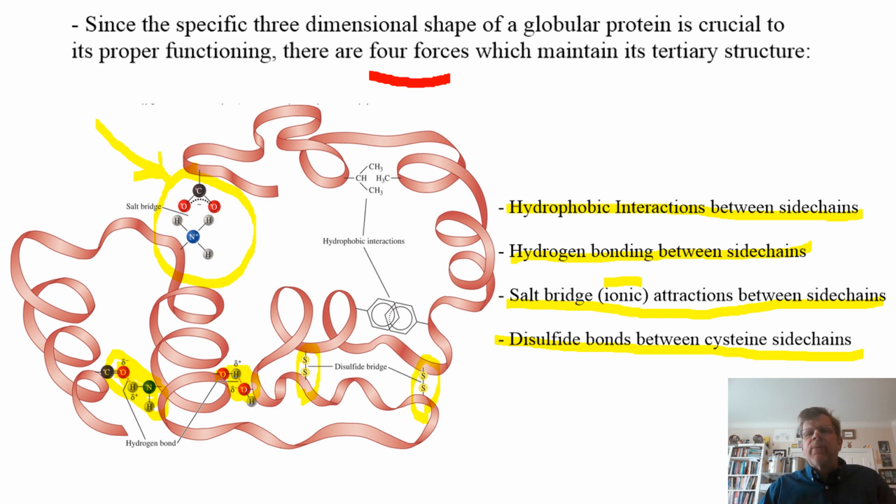That's so important to maintain that tertiary structure. Notably, disulfide bonds are the only interaction which is covalent in nature. Remember, these disulfide bridges are covalent linkages. I would like to go back and explore that first force which maintains tertiary structure now, one more slide: the hydrophobic interactions between side chains.